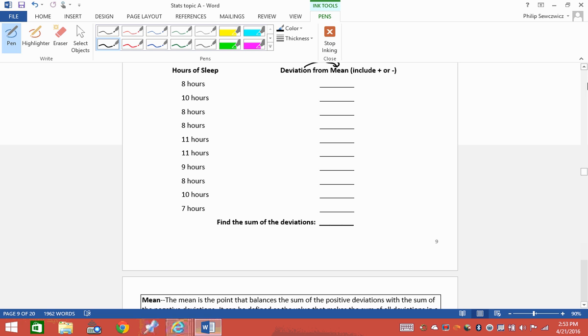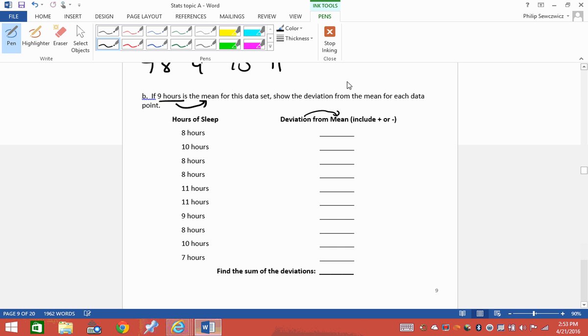But which way are we talking about? Remember the mean. The mean was what? The mean was 9. So if you have an 8, you are 1 below it. If you got a 10, you are 1 above it. An 8 and 8, you are 1 below, 1 below. 11, well, you are 2 above, and 2 above. How about a 9? Well, right there, no deviation at all.